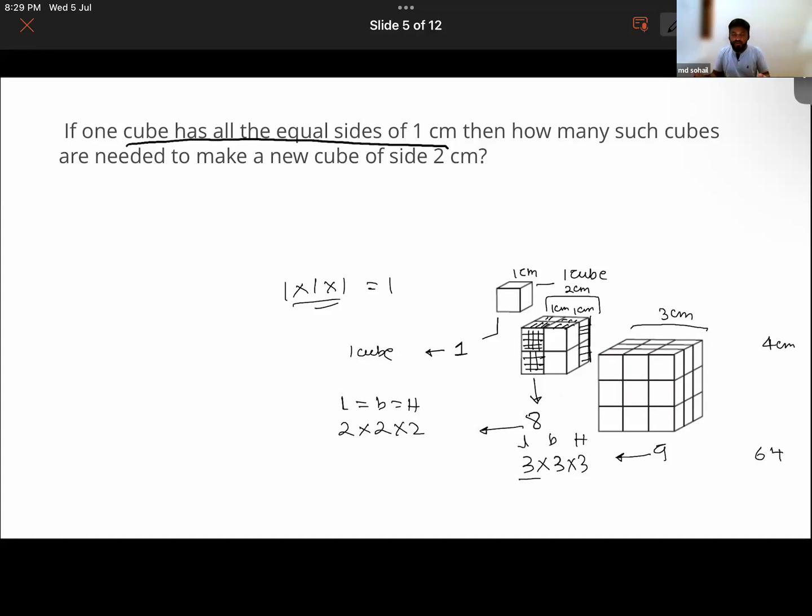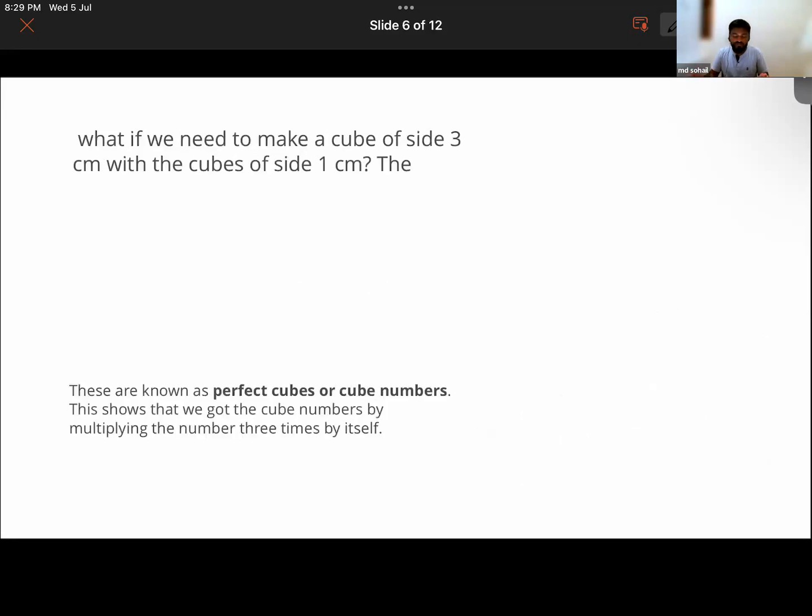So we can observe here that we are simply finding the cube of the numbers. So what if we need to make a cube of 3 centimeter with the cubes of 1 centimeter? We will simply find its cube. So 3 cube equals how much? 27, right?